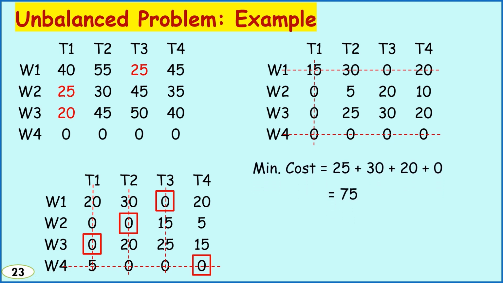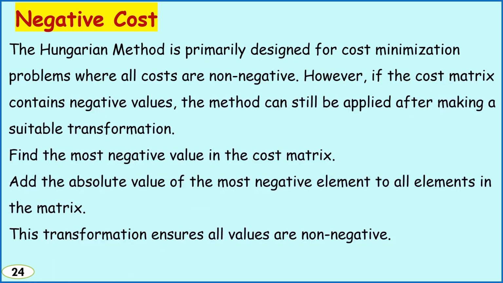Now if you go to the allocated cells and check the initial cost, then the total cost will be 75. In this way, the unbalanced problem will be solved. And then there is another special case, that is negative cost. The Hungarian method is primarily designed for cost minimization problems where all costs are non-negative. However, if the cost matrix contains negative values, the method can still be applied after making a suitable transformation.